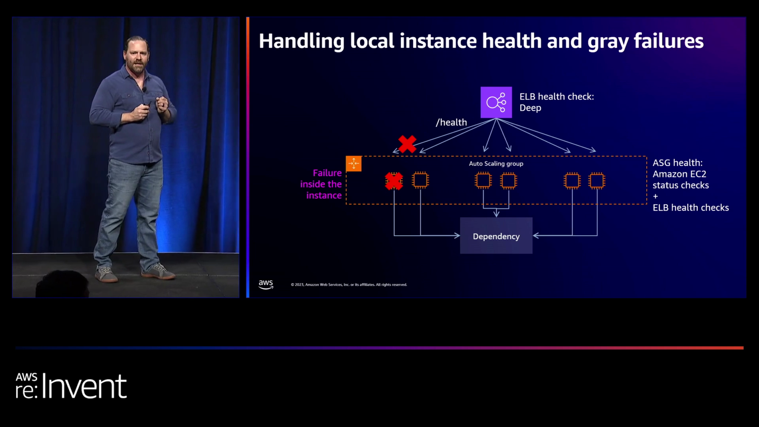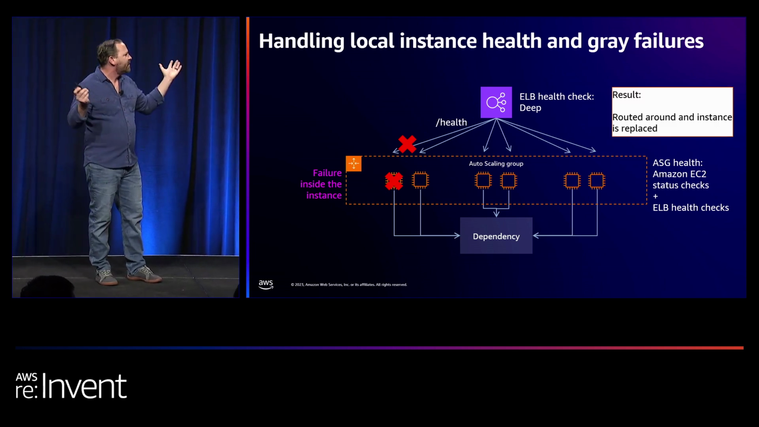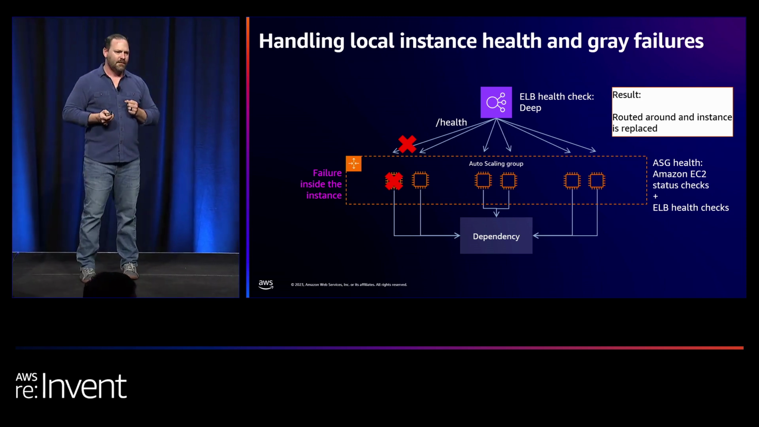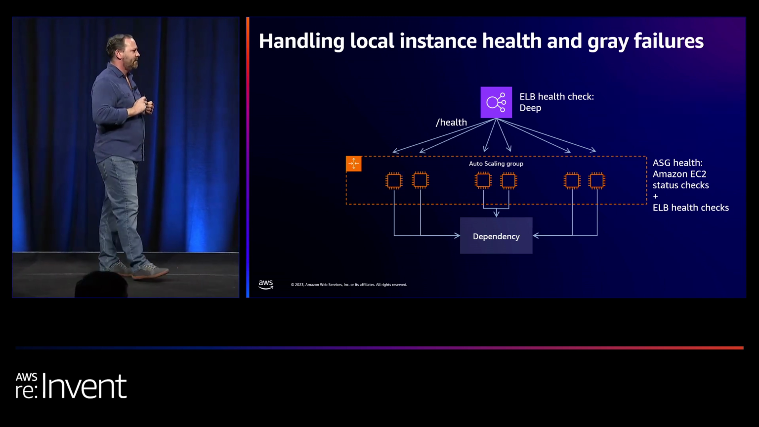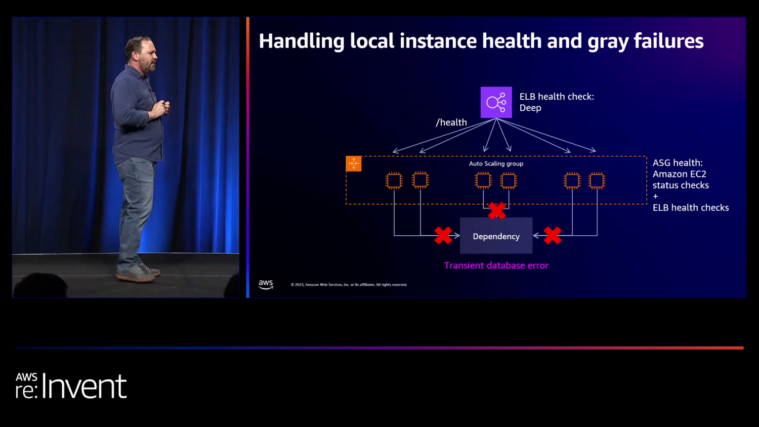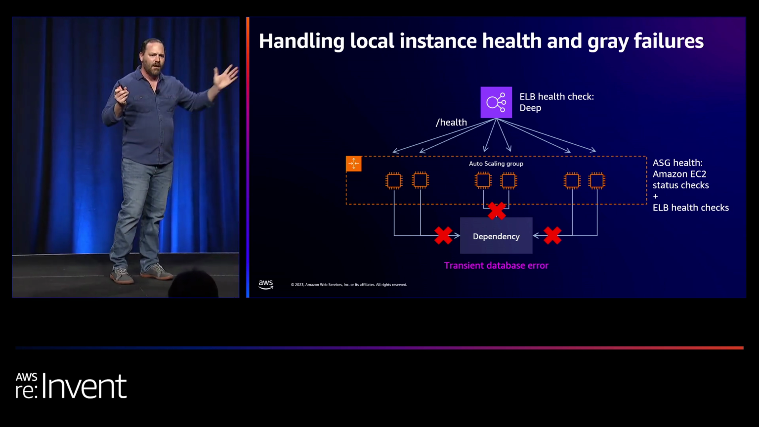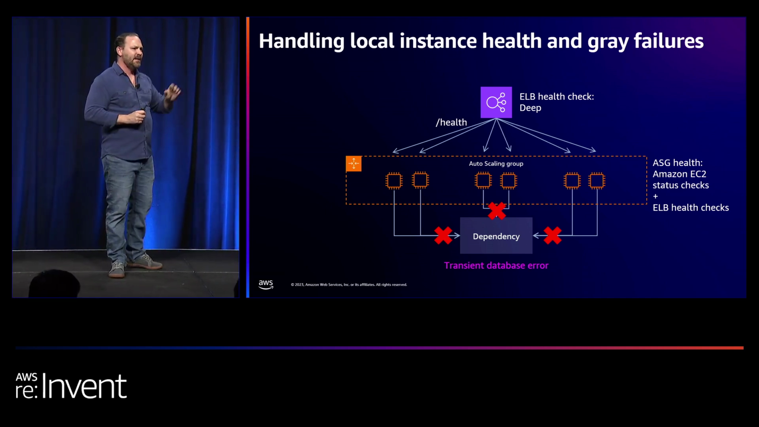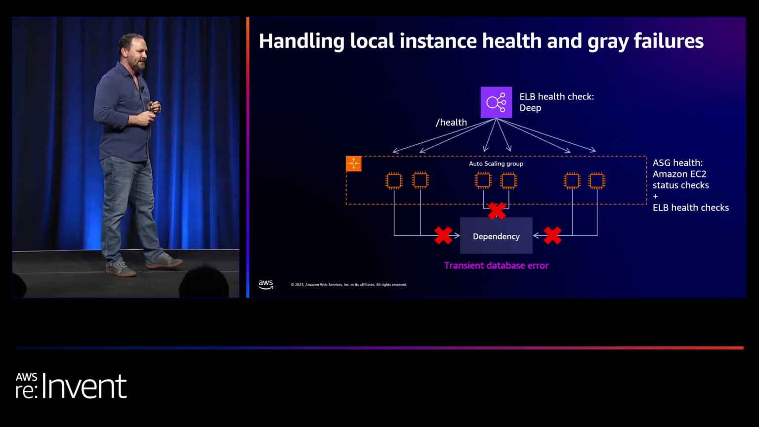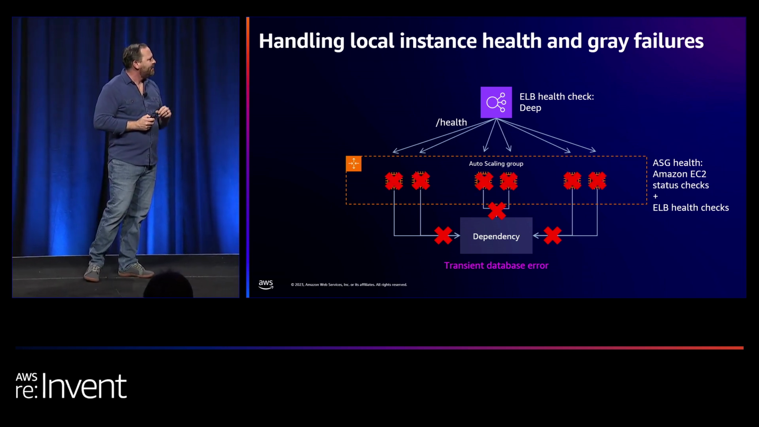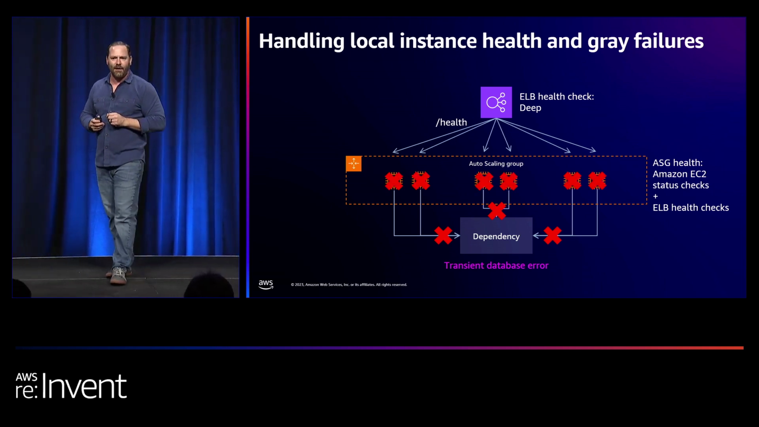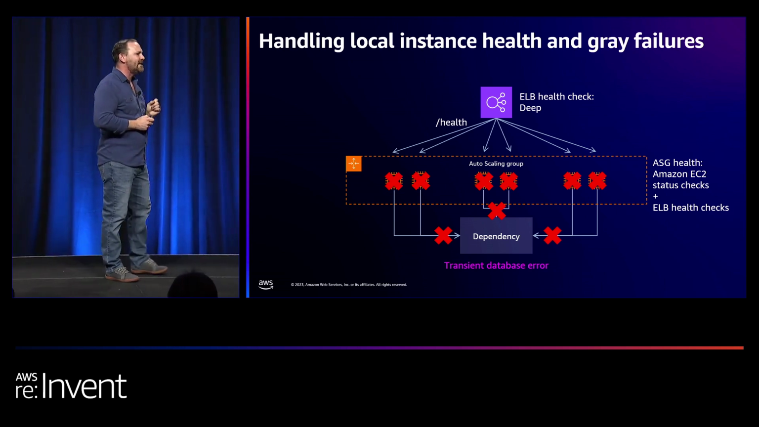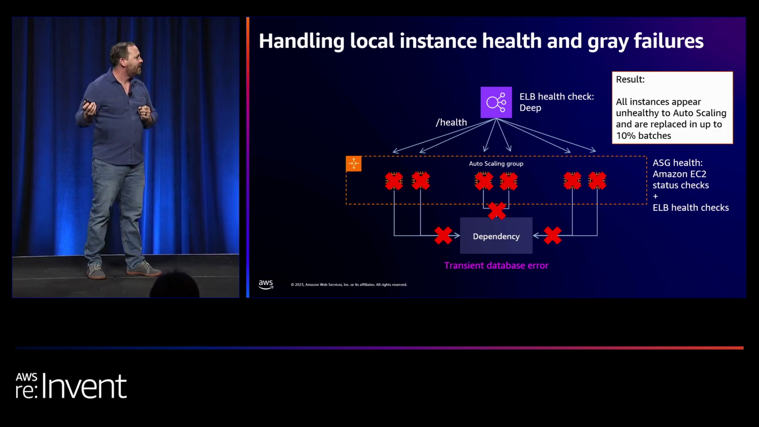All right, so now we have a failure inside the instance. Great, this is what we want. We want to route around it, and we want auto-scaling to replace this instance. But here's the problem. Let's say we have a transient error in this dependency. It's not the network path, it's not the instance that's the problem, it's the dependency, and it affects all of these instances. Well, now, all of these instances are going to appear unhealthy, right? They're going to fail all of their ELB health checks, and so now my entire fleet appears to be unhealthy.